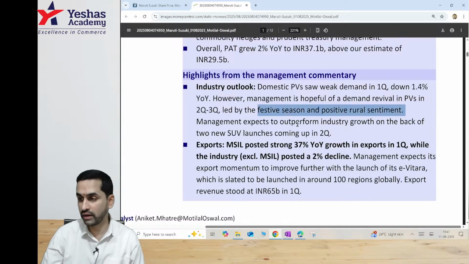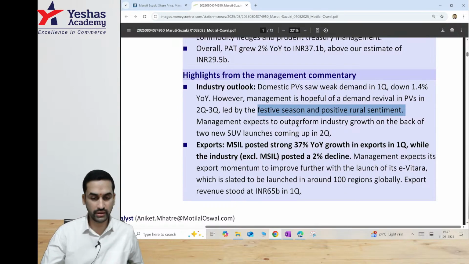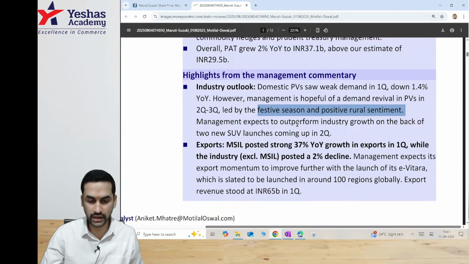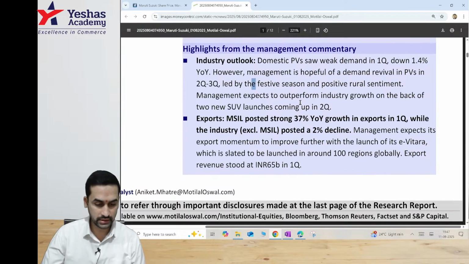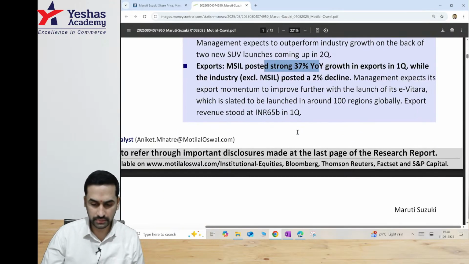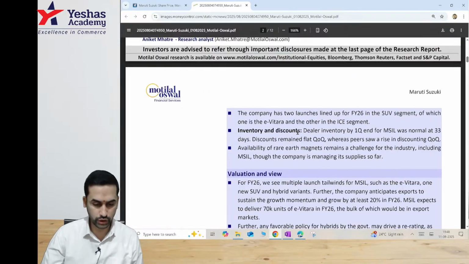Read this. Domestic vehicles have seen a weak demand in quarter one, down 1.4% year on year. However, management is hopeful of a demand revival of the vehicles in quarter two, second quarter, third quarter, led by festive season and positive rural sentiment. If you remember, I discussed these things in class also. During festival, gold, silver, and all the vehicles, car, bike sales will be up. So they are hoping that the coming quarters there will be good sales also. They've also given about MSIL, Maruti Suzuki India Limited. So how many vehicles have been exported and what is the growth, etc. This is the overall story.